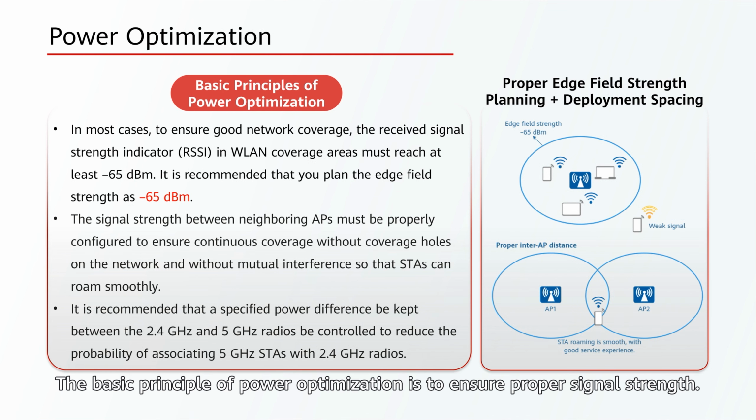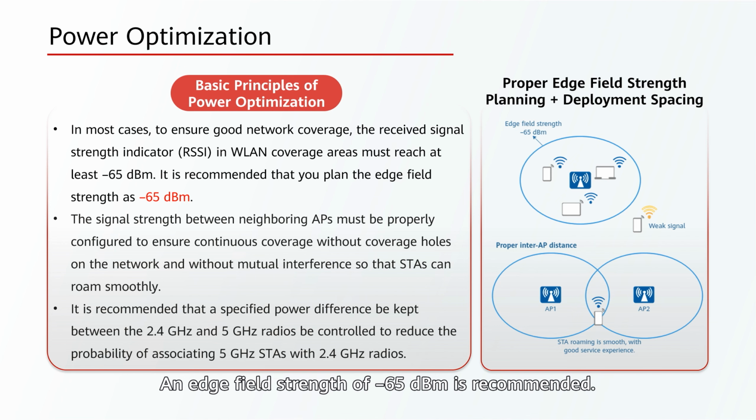The basic principle of power optimization is to ensure proper signal strength. An edge field strength of -65 dBm is recommended. The signal strength between neighboring APs must be properly configured to ensure continuous coverage without coverage holes on the network and without mutual interference.